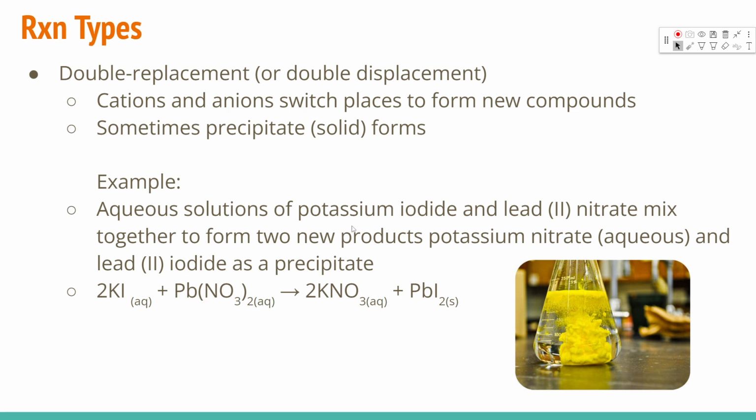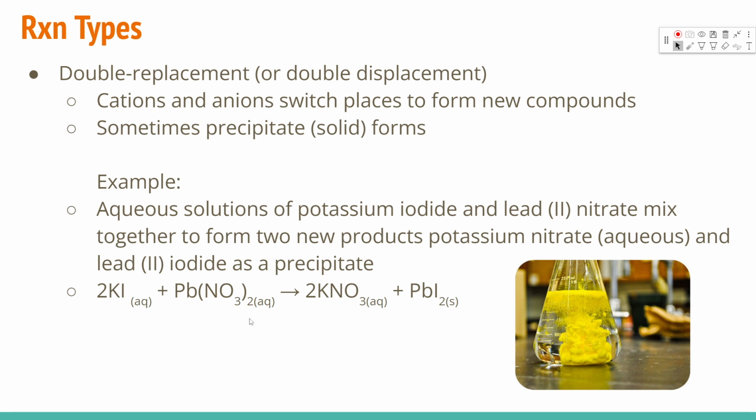And so I want to make sure that I see this is ionic, this is ionic. So I wrote these as ionic with the correct charges. And then we're forming two products. It tells us potassium nitrate aqueous and lead 2 iodide precipitate. Precipitate means solid. Again, all of these were ionic, so I made sure that the charges balanced in each formula.